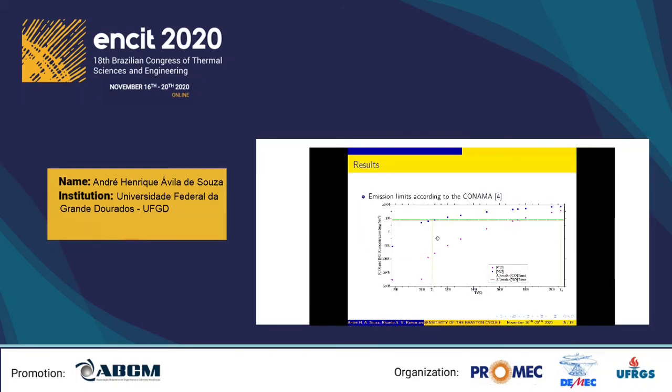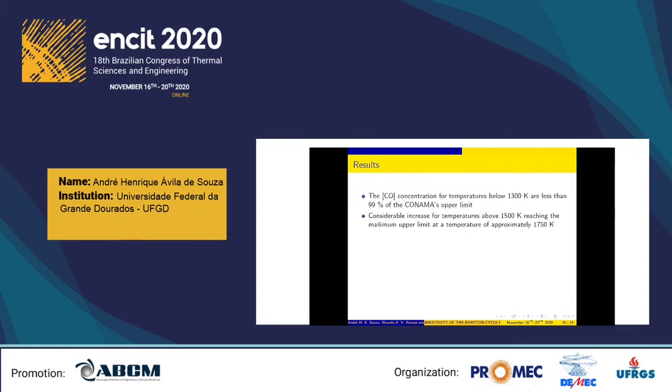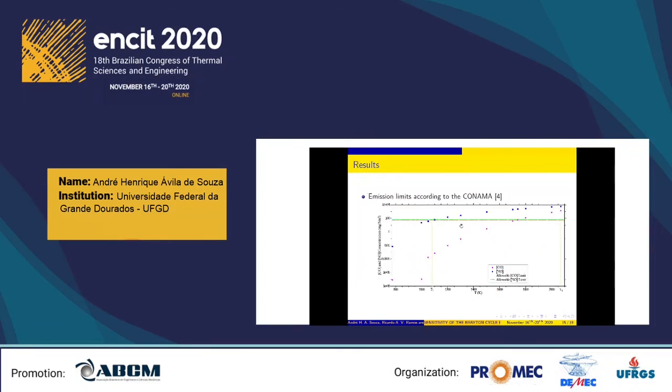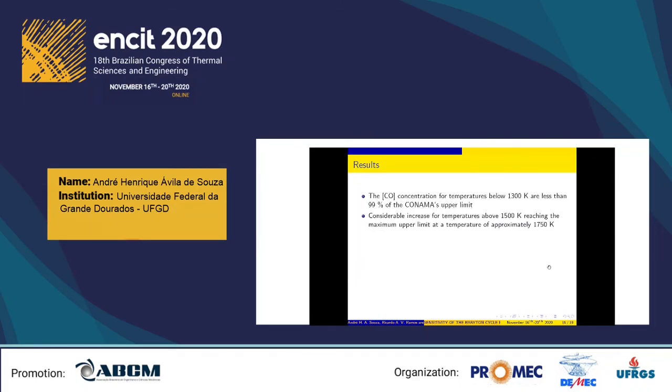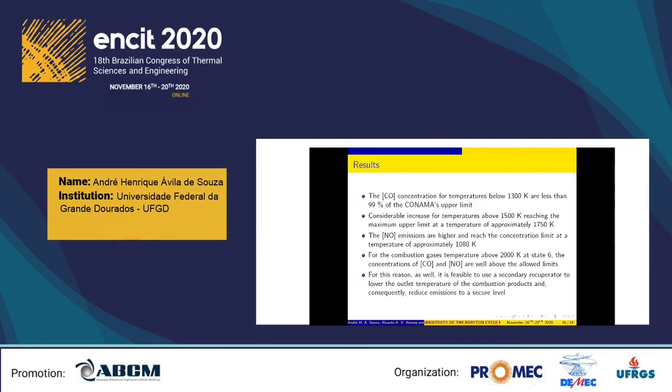As you can see here, the first vertical line. For the combustion gases temperature above 2000 Kelvin at state 6, which is the second vertical line, the concentrations are well above the allowed limits, as we can see here. For this reason as well, it is feasible to use a secondary recuperator to lower the outlet temperature and consequently reduce emissions to a secure level.